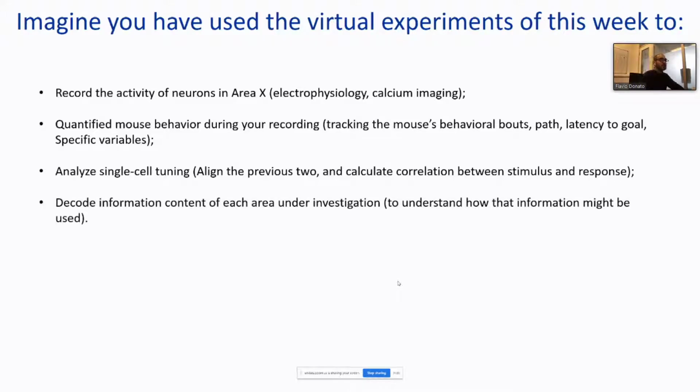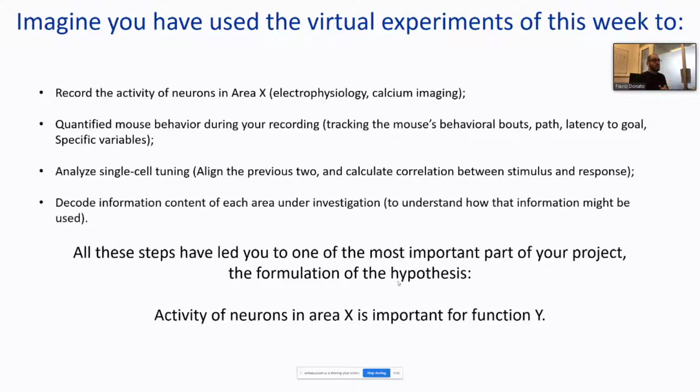At this point, you might use some tricks like the decoding algorithm that we talked about yesterday to try to understand if the information in the area that you're studying is, for example, encoded at the level of single neurons or populations of neurons, and what are the elements that you really need to pay attention to in order to extract information from the activity of the area, which altogether leads you to one of the most important parts of your project, that is the formulation of the hypothesis: activity of neurons in area X is important for function Y. For example, activity of neurons in the hippocampus is important to create a spatial map that allows you to navigate and find your goal in a task like the Morris water maze.